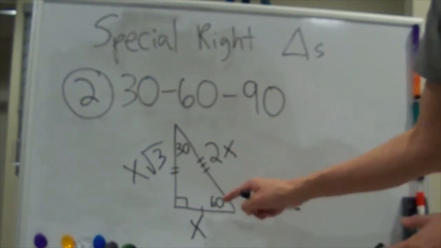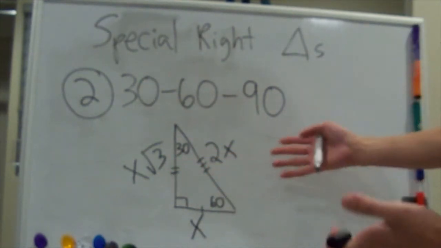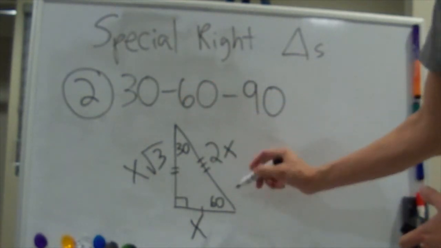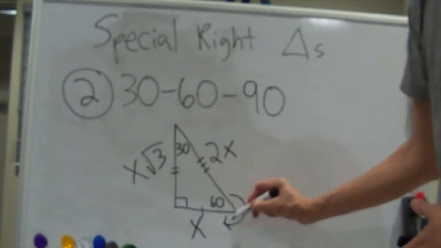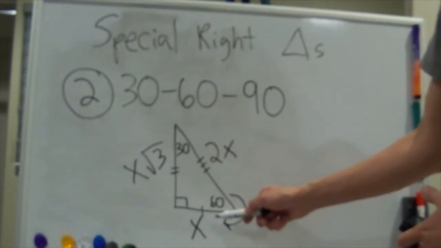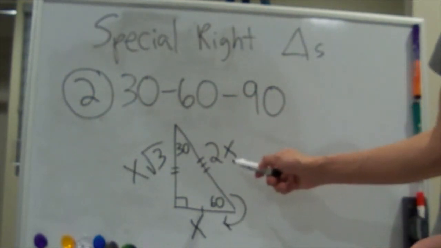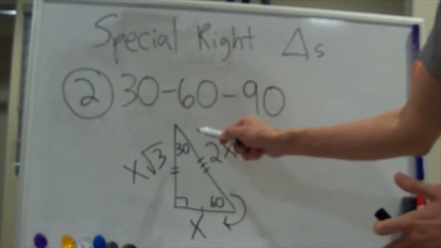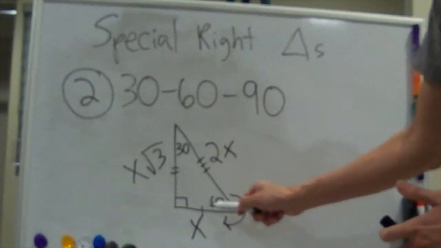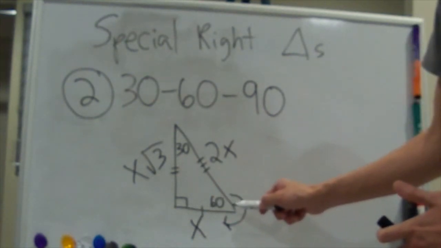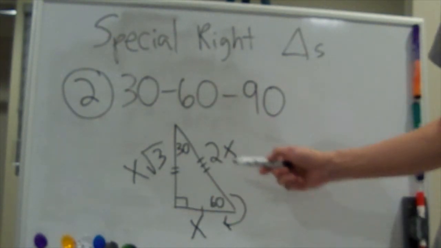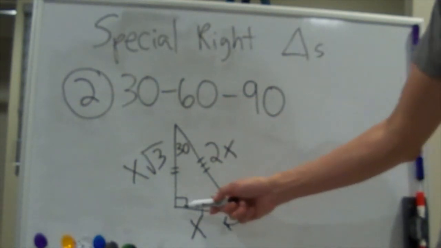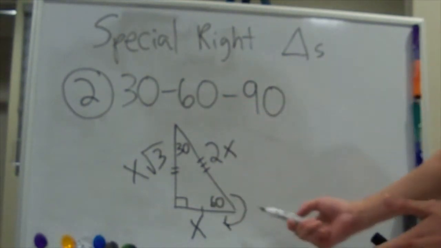And this tells you the relationships of each side to each other, right? So if the hypotenuse is 10, and I go around the 60, right? If I know the hypotenuse is 10 and I want to find the short leg, well, x is half of 2x. So what's half of 10? Half of 10 is 5. So if the hypotenuse is 10, this short leg is going to be 5, right? So what if I said the hypotenuse is 20? Then the short leg would be 10 because half of 20 is 10, right?